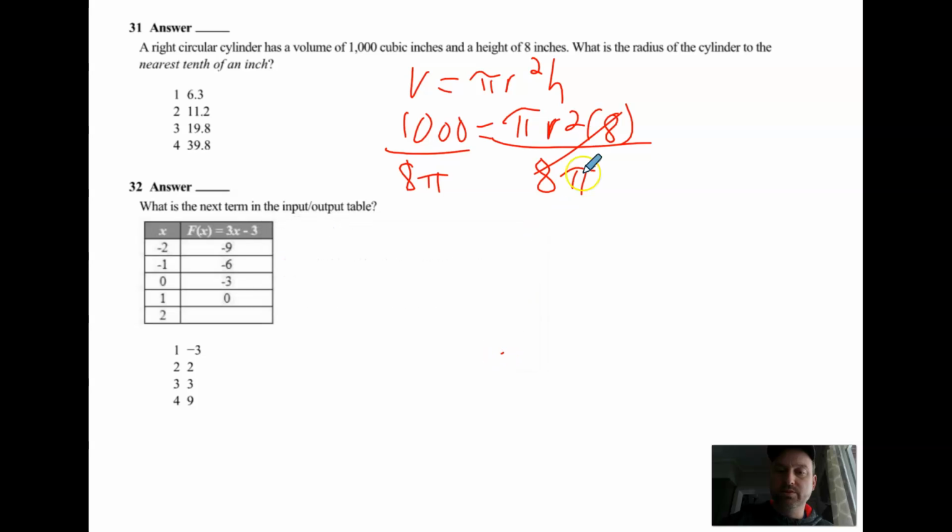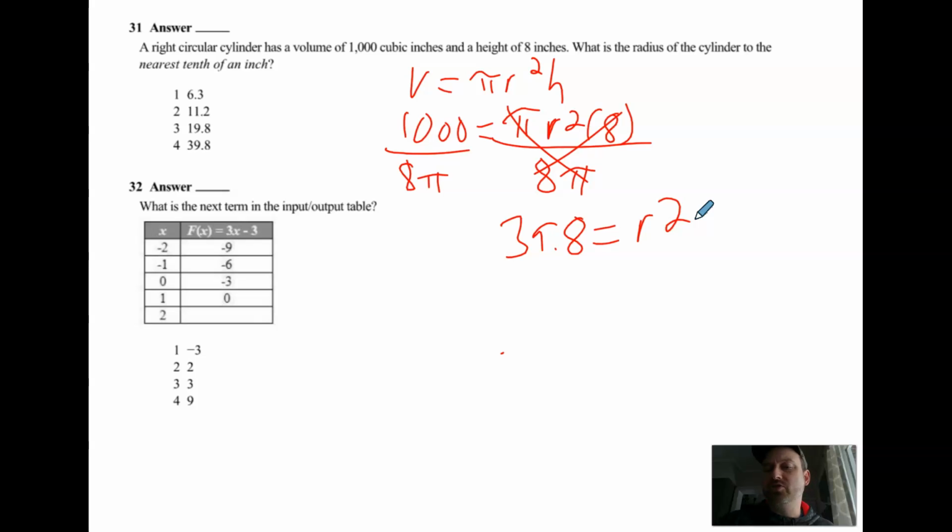The 8's cancel, the pi's cancel. So 1,000 divided by 8 pi, you get about 39.8. So 39.8 equals r squared. Basically, what number multiplied by itself would give you 39.8? Well, if you look at the choices, only choice 1 makes sense.